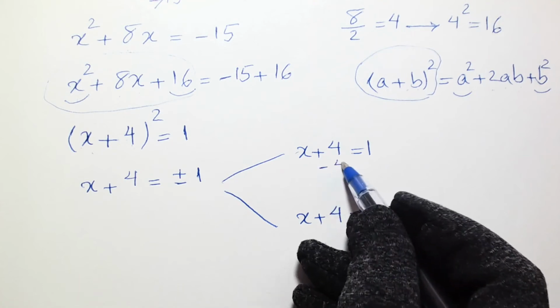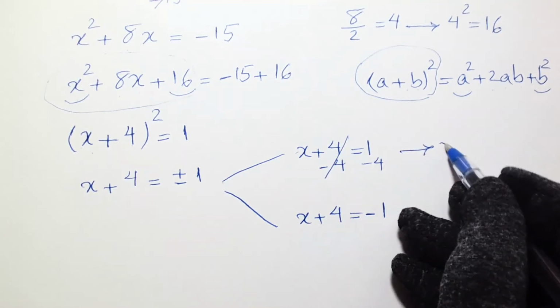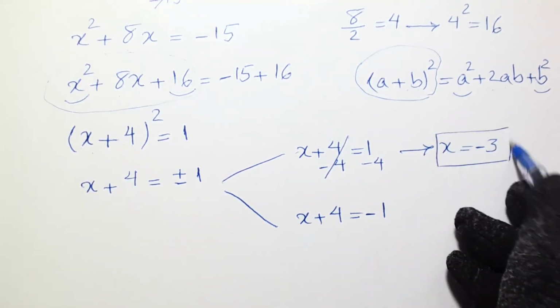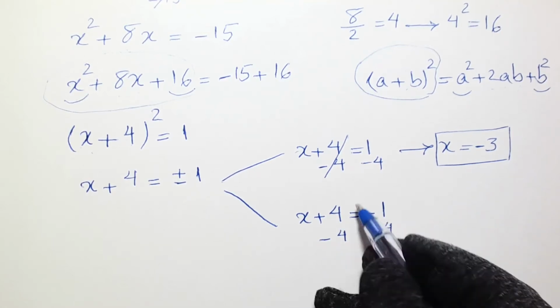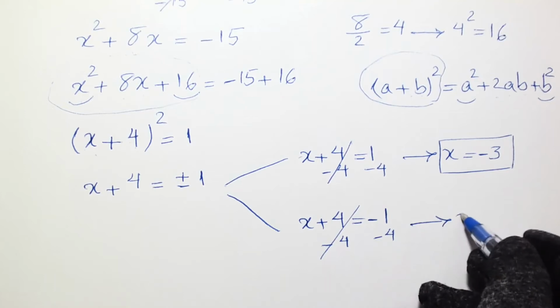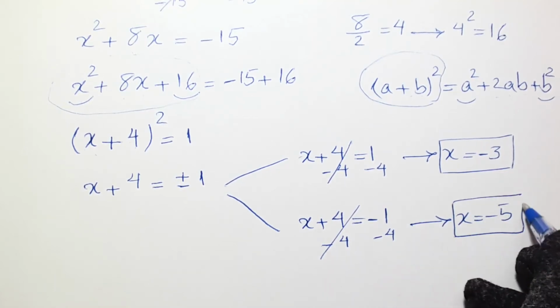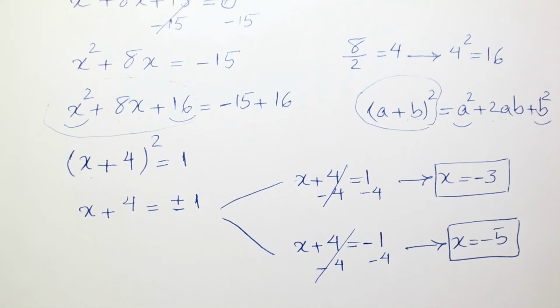So for the first one, subtract 4 from both sides. X equals negative 3, one solution. And for the second, subtract 4 from both sides. X equals negative 5, the second solution. So we solved this equation by completing the square.